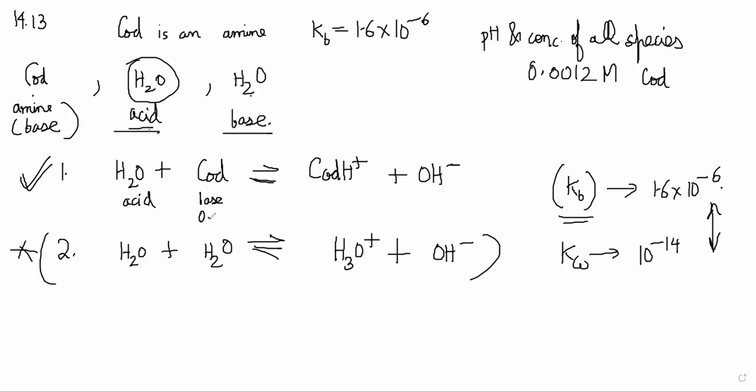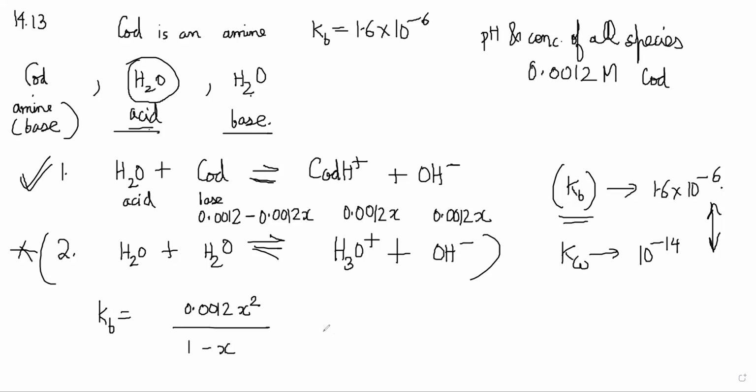So now we have 0.0012 present at initial condition, and then you do a minus 0.0012x, and this should be 0.0012x, 0.0012x, right? So your final Kb should be equal to 0.0012x square by 1 minus x, right? After doing the calculation, cancel one thing. It's the same thing that happens for a weak acid, just that the reaction is a little different because it's a base, and it's a Kb.